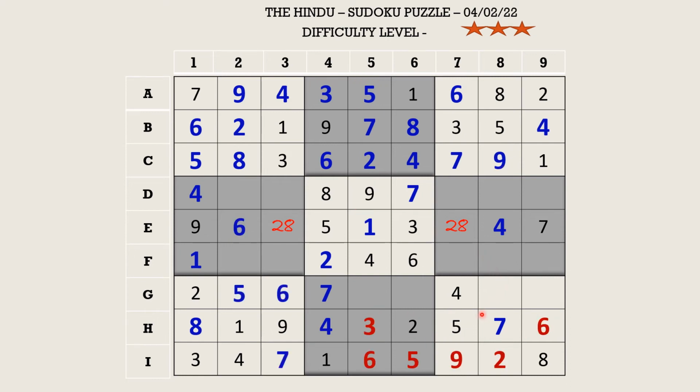In the 9th block, the missing numbers are 1 and 3. There is a 1 in column 9. So G9 takes 3 and G8 takes 1. The missing numbers in the 8th block are 8 and 9. There is a 9 blocking in column 5. So G5 takes 8 and G6 takes 9.